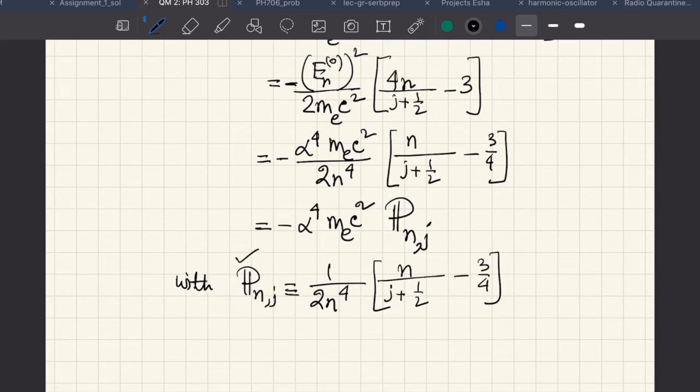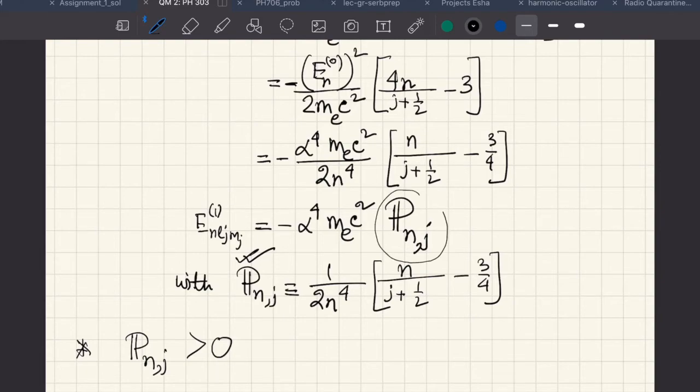Also, since we have introduced this new notation P N J, you note that this P N J is always positive. So remember, this was the total energy shift N, L, J, M, J. If this is positive, there is an overall negative sign. So all energy shifts are basically downwards. Why is this always positive? It is very easy to check.